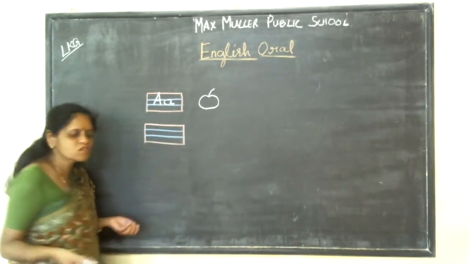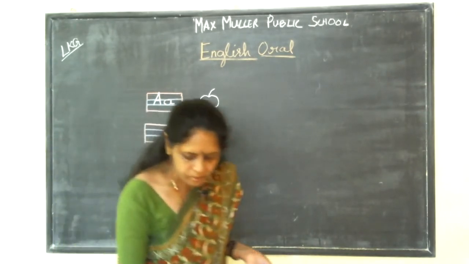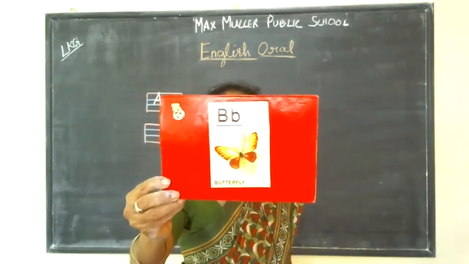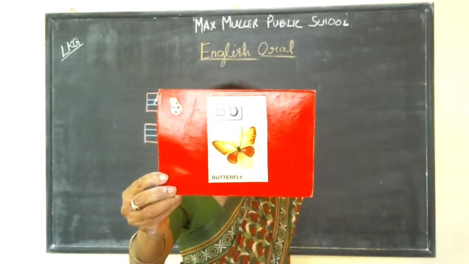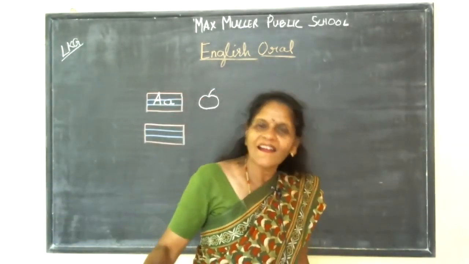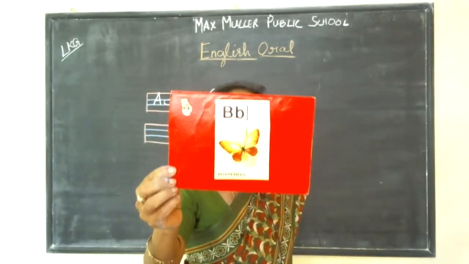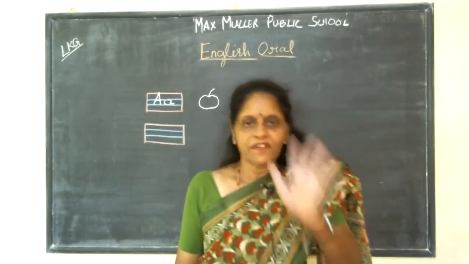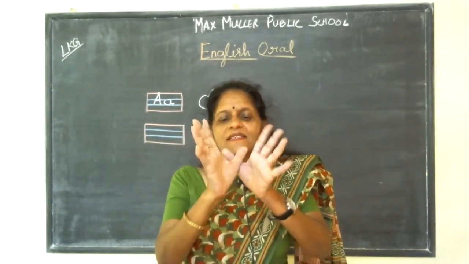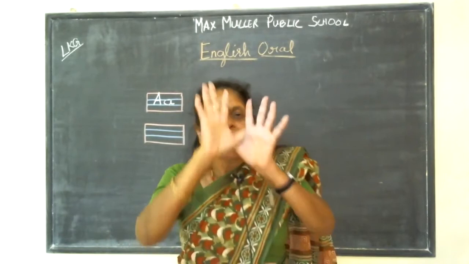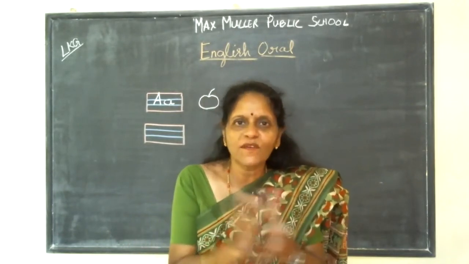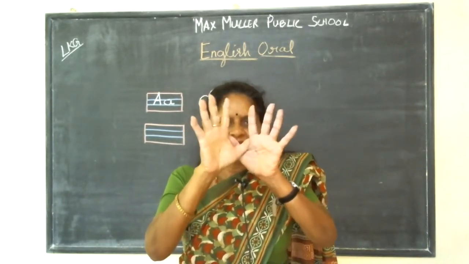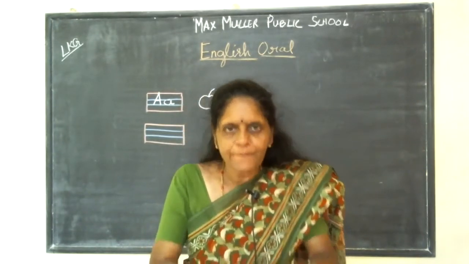Capital B, small b. B for butterfly. Shall I show you how is butterfly clap? Okay, put your right hand like this. Butterfly clap. So like this you clap, no? The same way this is called butterfly clap. Can you see this? Yes, children, butterfly clap.